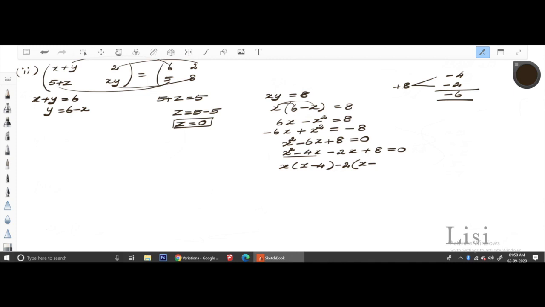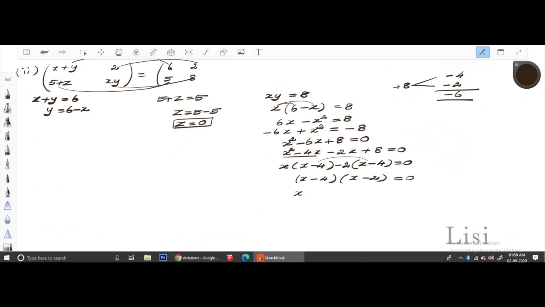4 2s are 8, isn't it? 2 is there, so you put 4 here. This is equal to 0. Now, these two are same, isn't it? So you take that x minus 4, and left over there is x and minus 2. You write like this. Right? And now here, x minus 4 into x minus 2 is equal to 0.